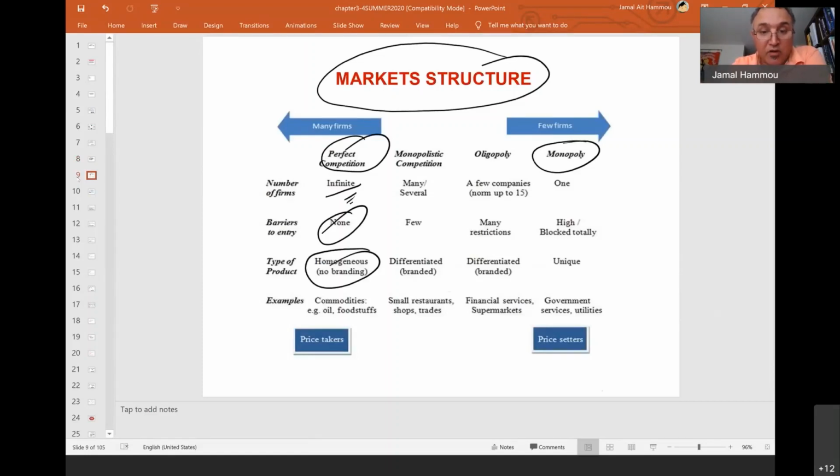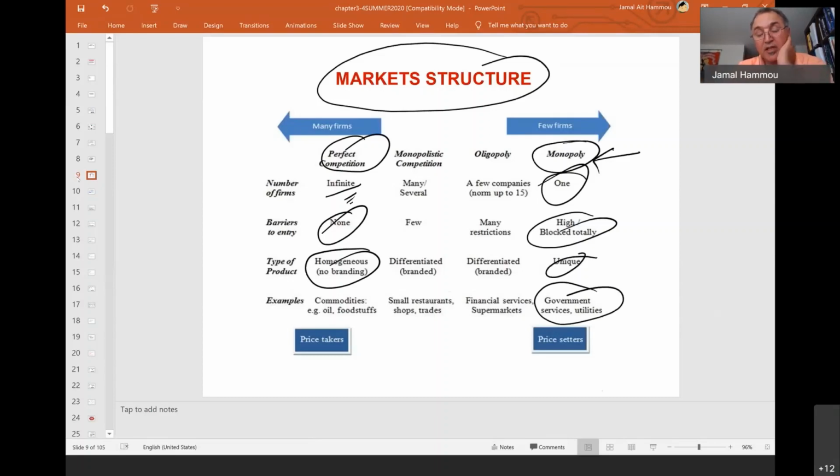So you look at gold, it does not matter where you buy, the product is homogeneous. It doesn't have a brand or anything, it's gold. Or oil, for example, they're called commodities, they are identical. Versus a monopoly, where you have one company selling the product. It has a really high barrier to entry, it's not easy to do, and it's unique. Most of the time you will have a monopoly, could be like government services.